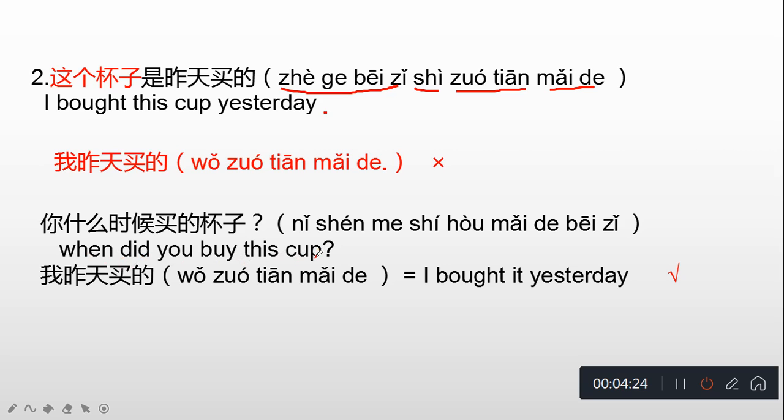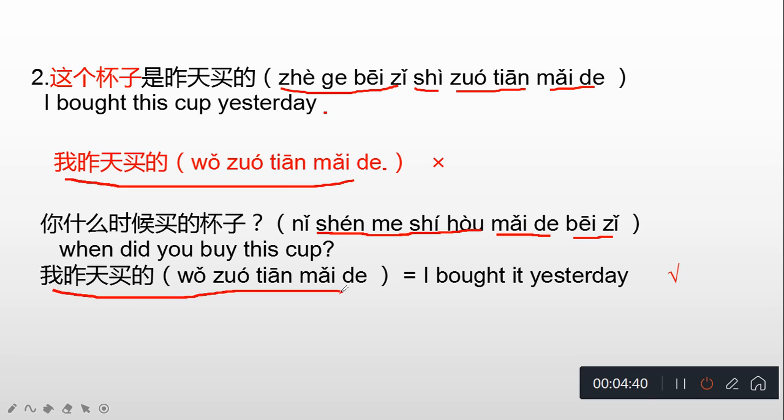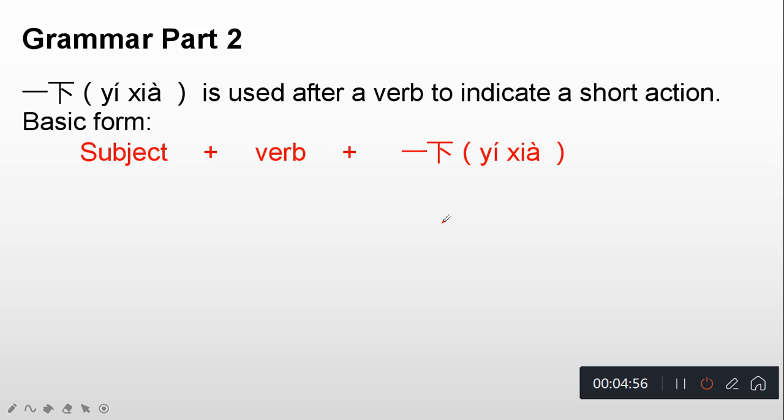When did you buy this cup? 你什么时候买的杯子? I bought it yesterday. 我昨天买的. You see, same sentence. But if you use a sentence alone, it doesn't make any sense. But if you use it in a conversation, it is correct. Okay, I think this one is not difficult. So this is for grammar part 1. And now let's move to grammar part 2.